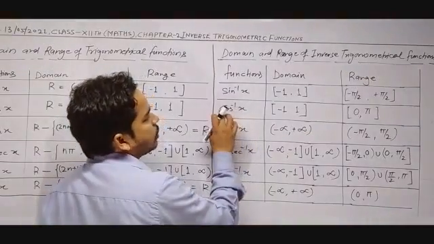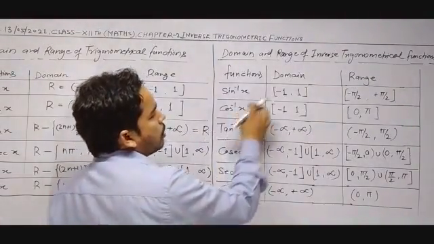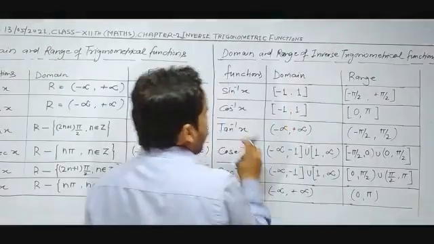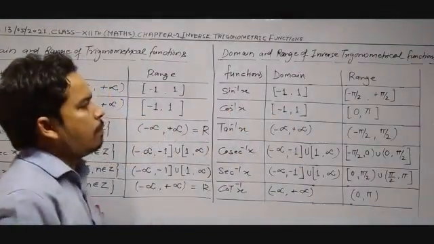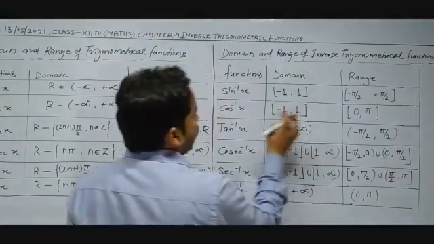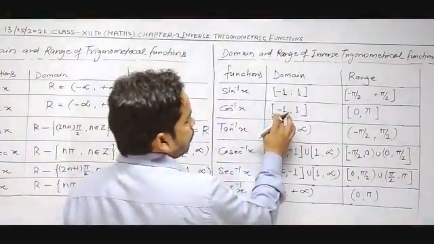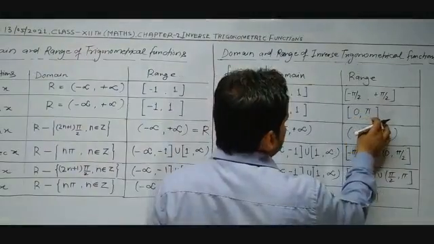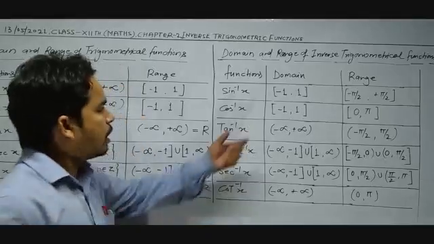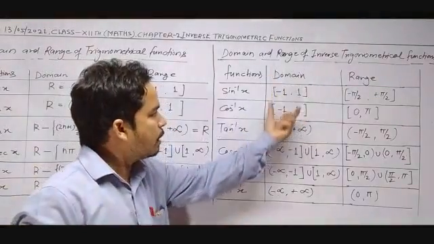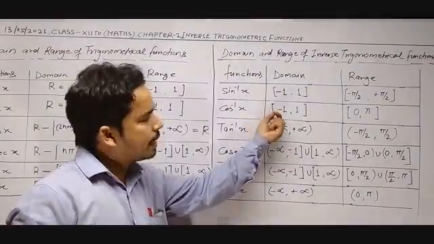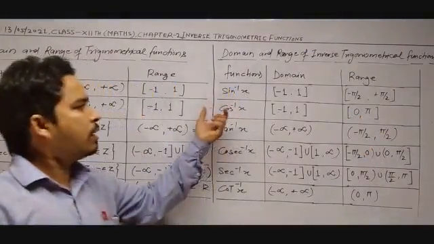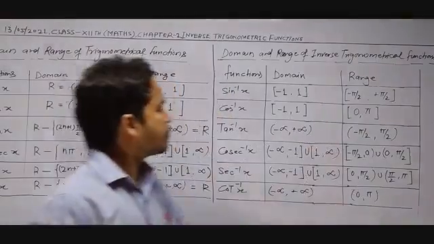Similarly, the second point, that is cos inverse x. The domain of cos inverse x is also from -1 to +1. When you put x between -1 and +1, the result will be from 0 to π. So these are all the possible input values from -1 to +1, and this is all the possible output values for cos inverse x. So this is the range.